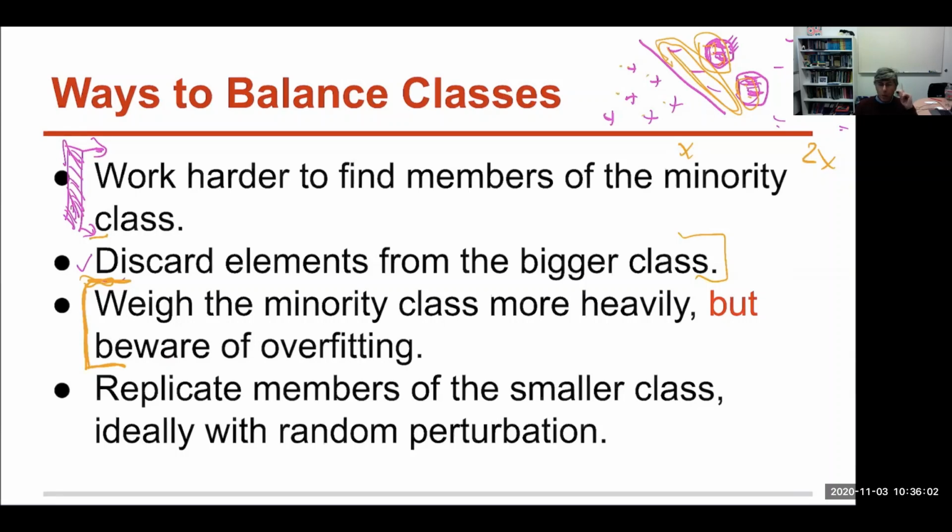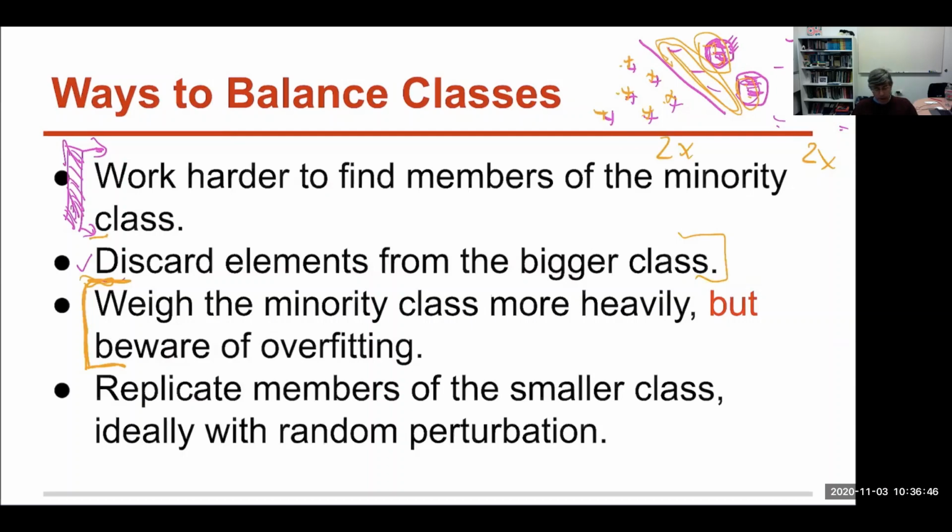So the easiest way to weigh the minority class more heavily might be to just make copies of these points. If I want to make the positive examples twice as important, one possibility is I replicate each point. And now I've got 2x and 2x examples. And so one thing is you could do it by replicating the points exactly.